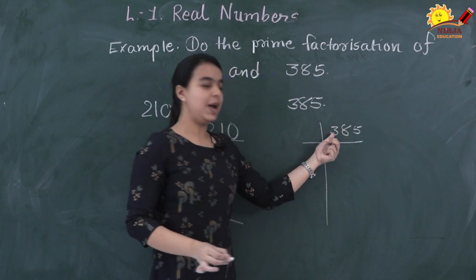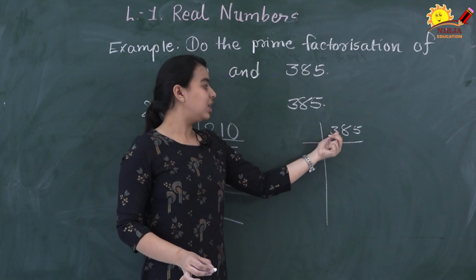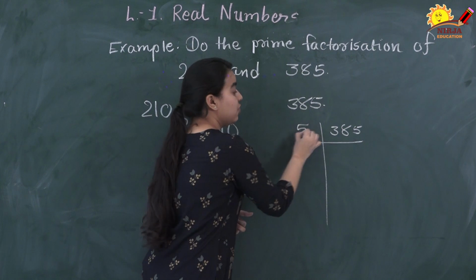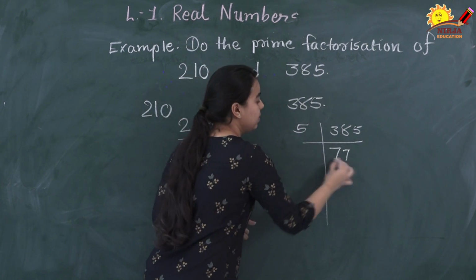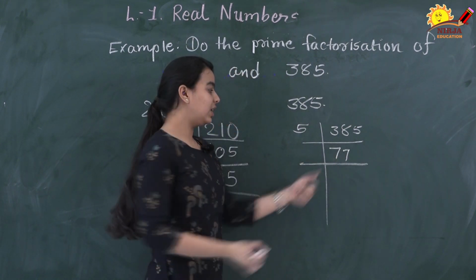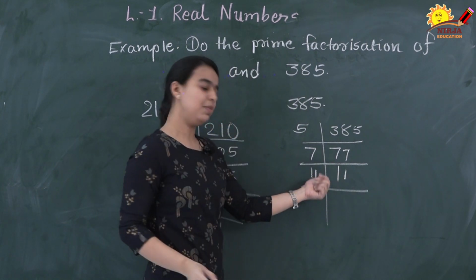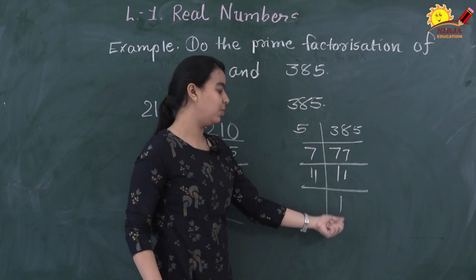The least prime number by which we can divide 385 is 5. If I do so, I get 77. 77 can be divided by 7, 11, and 11 is a prime number. So we are going to conclude our sum over here.